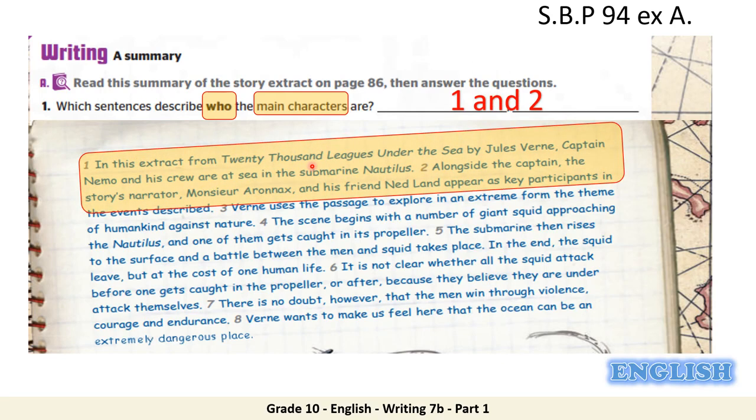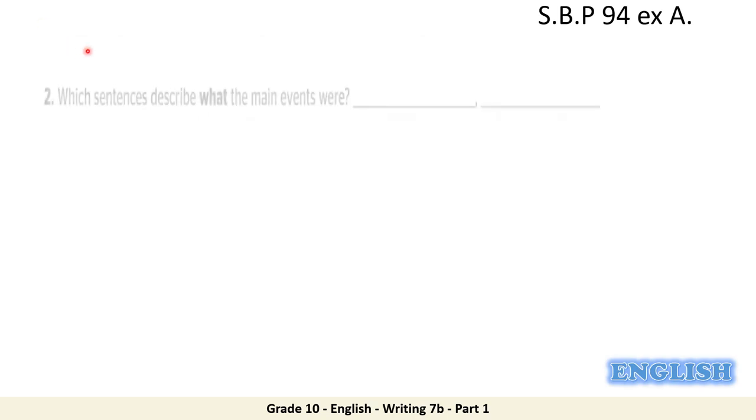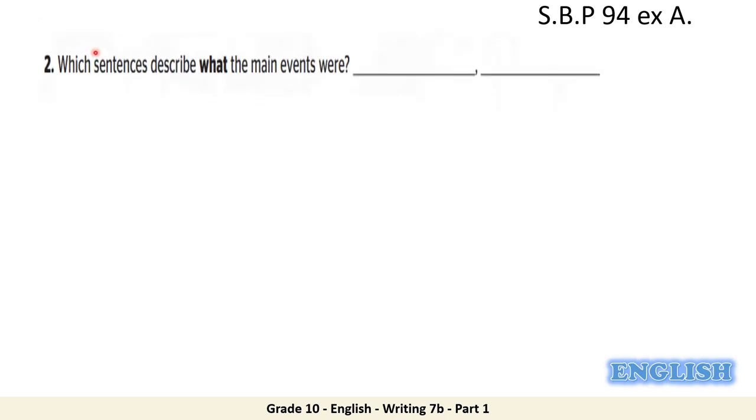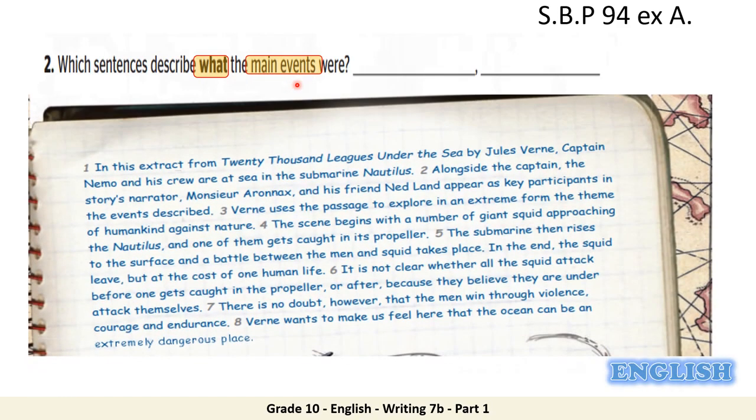So, let me ask you a question here. Does the writer mention any of the minor characters of the extract? That's right. So he started his summary by talking about the main characters of the story. Let's go to the next question. Question 2. Which sentences describe what the main events are? So here we need the sentences that talk about the main events or describe the main events of the story. Let's go to the extract, pause the video for a while, highlight the sentences that talk about the main events.